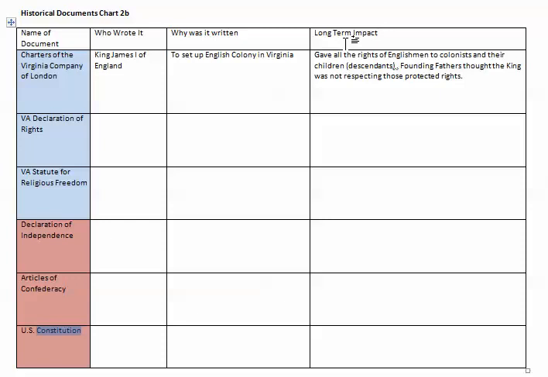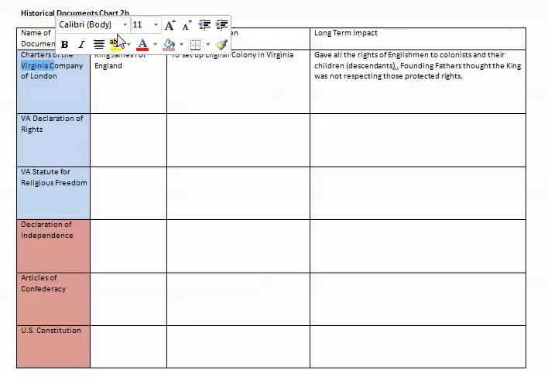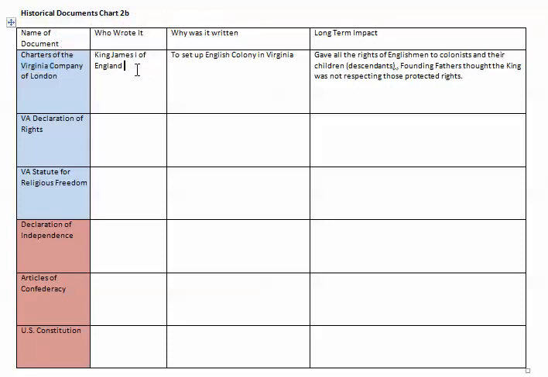We'll review it, make sure you've got the things you need. This is a very helpful study guide. We'll do this for several things in class. First thing, I've given you one for free. Let's talk about that one. Charters of the Virginia Company of London. King James, well, first of all, who wrote it? And even though it was technically written by people who worked for him, let's just go ahead and say King James of England wrote this document.